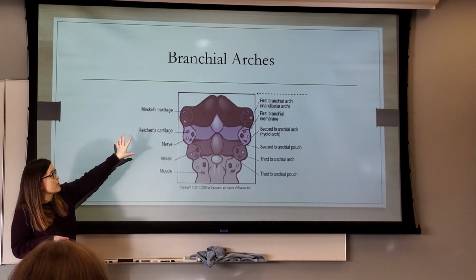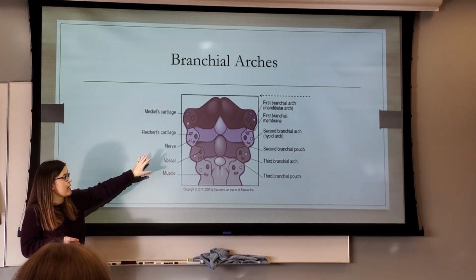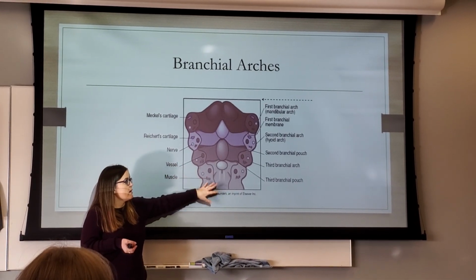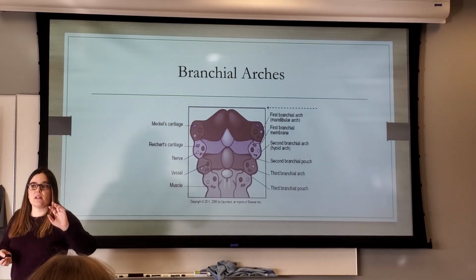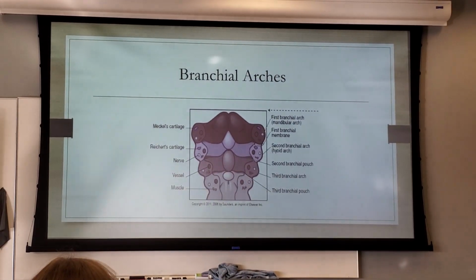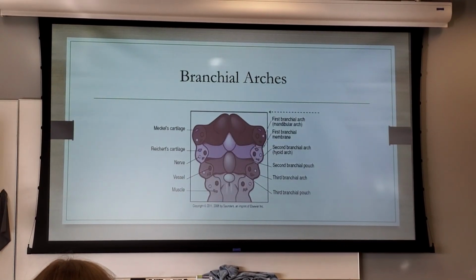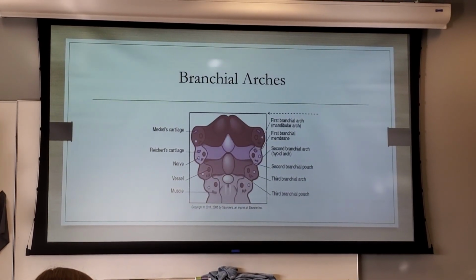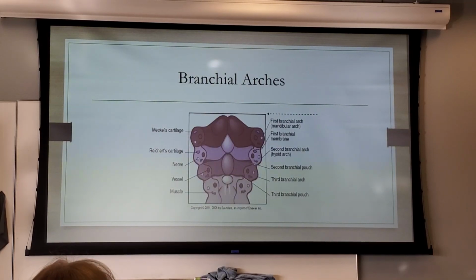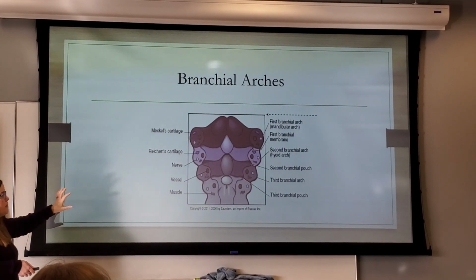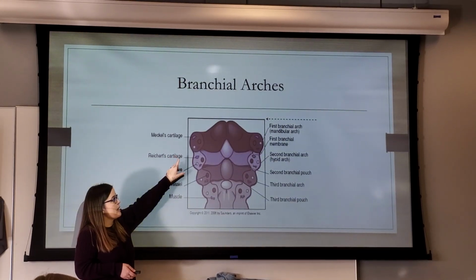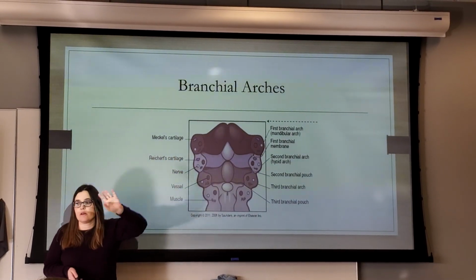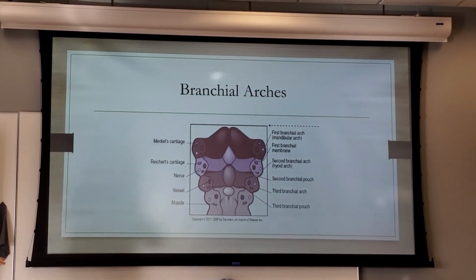So we have our first, second, third, fourth, and fifth branches as they go down. Now, the major part of our head and neck development comes from our first four branchial arches. If we talk about these different sections, our facial structure, like our maxilla and our mandible, is going to come from our first branchial arch.